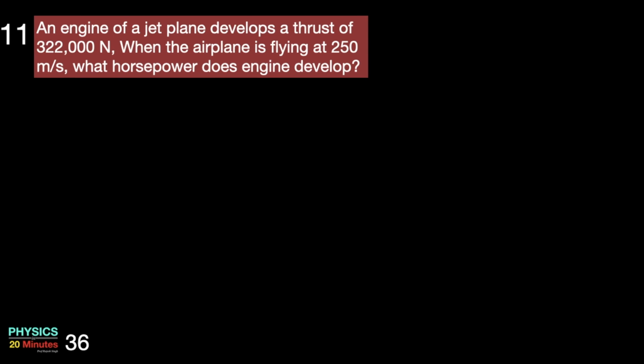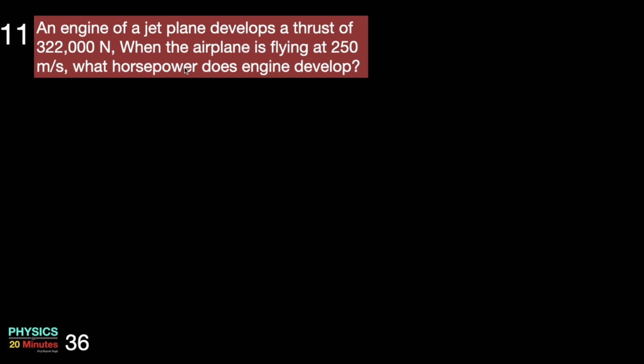This is the last question. An engine of a jet plane develops a thrust of 322,000 Newton. When the airplane is flying at 250 meter per second, what horsepower does the engine develop?